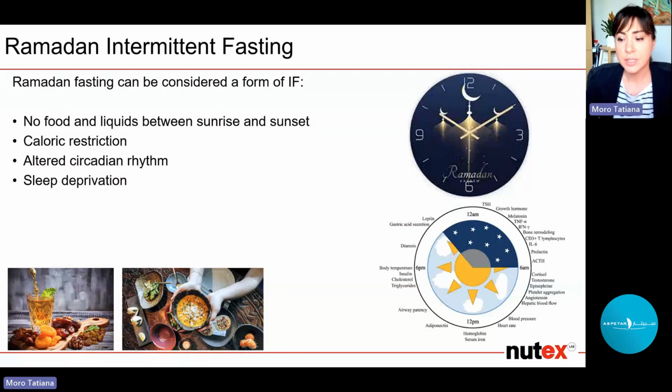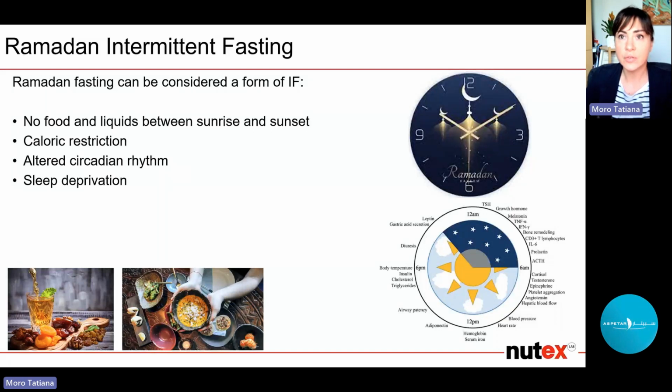But in general, during Ramadan, people are able to improve a lot of their body functions. For example, blood lipids and glycemic control improve. There is a reduction in circulating insulin, a decrease in blood pressure, and a decrease in inflammatory markers. So all this data, studied over the years, suggests that Ramadan intermittent fasting, and intermittent fasting in general, may have a very positive effect on several health biomarkers.